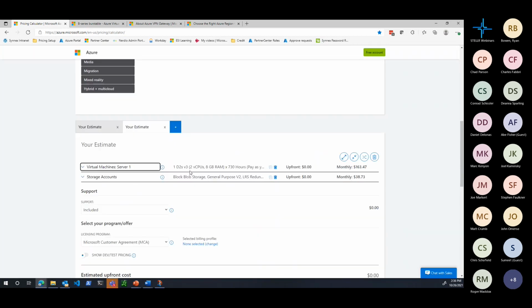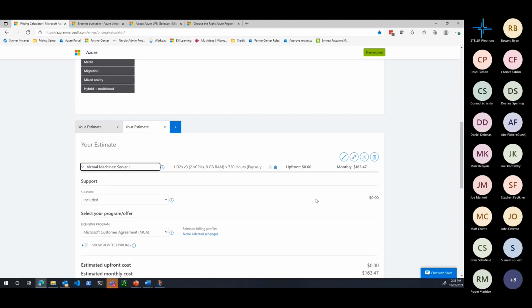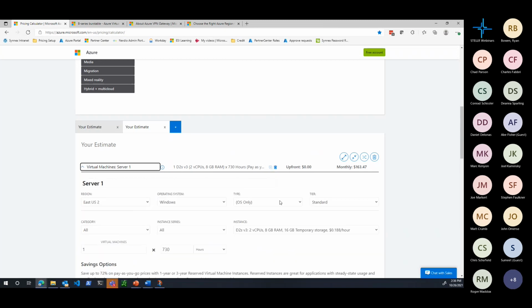So what I can do here too is, if I need another VM, I can use this little clone button here. If I don't like the storage account, I can trash it just as easily. But if I need another VM, with everything that's configured in this VM, and if it's the same, I can do one of two things. I can clone, or I can add another virtual machine here. And that's just going to basically double my cost, right? So 163.47 doubles to 371.